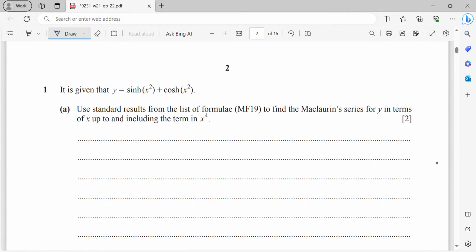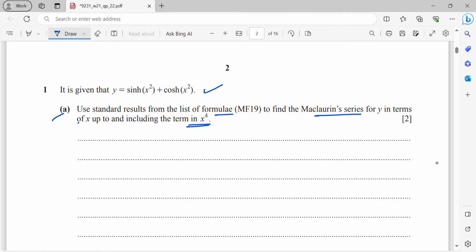Question number 1 is given that y equals sin x squared plus cos x squared. A. Use standard results from the formula list to find the Maclaurin series for y in terms of x up to and including the term in x to the power 4.